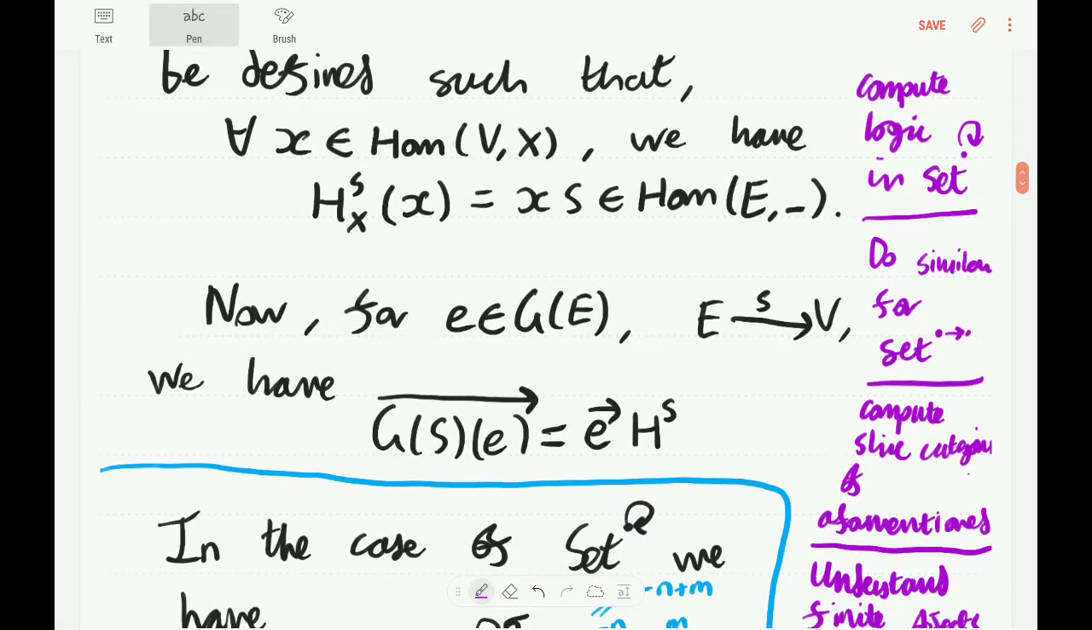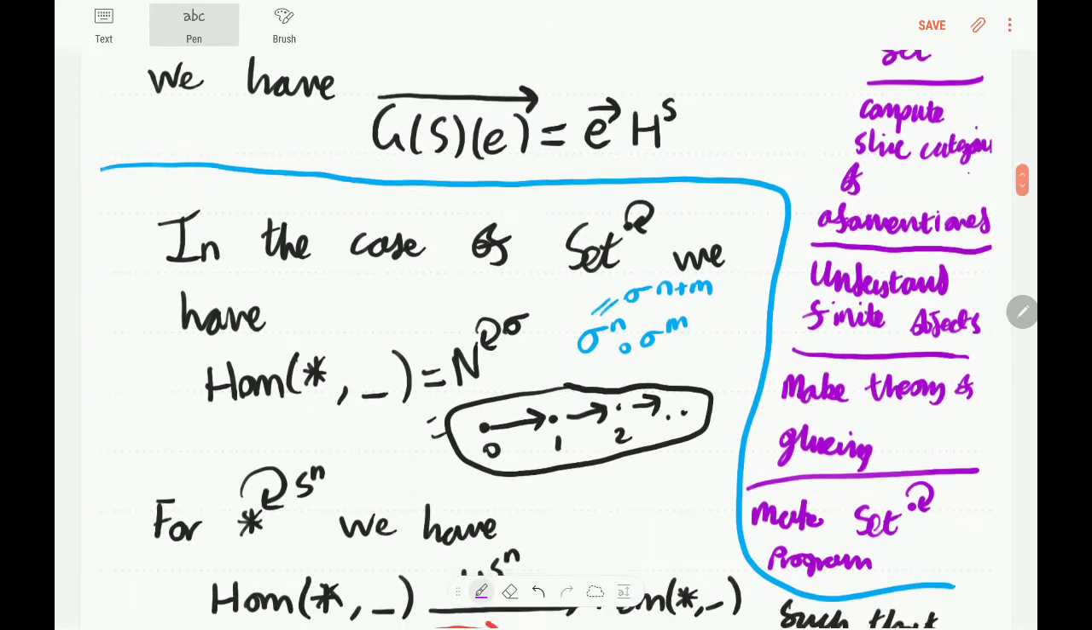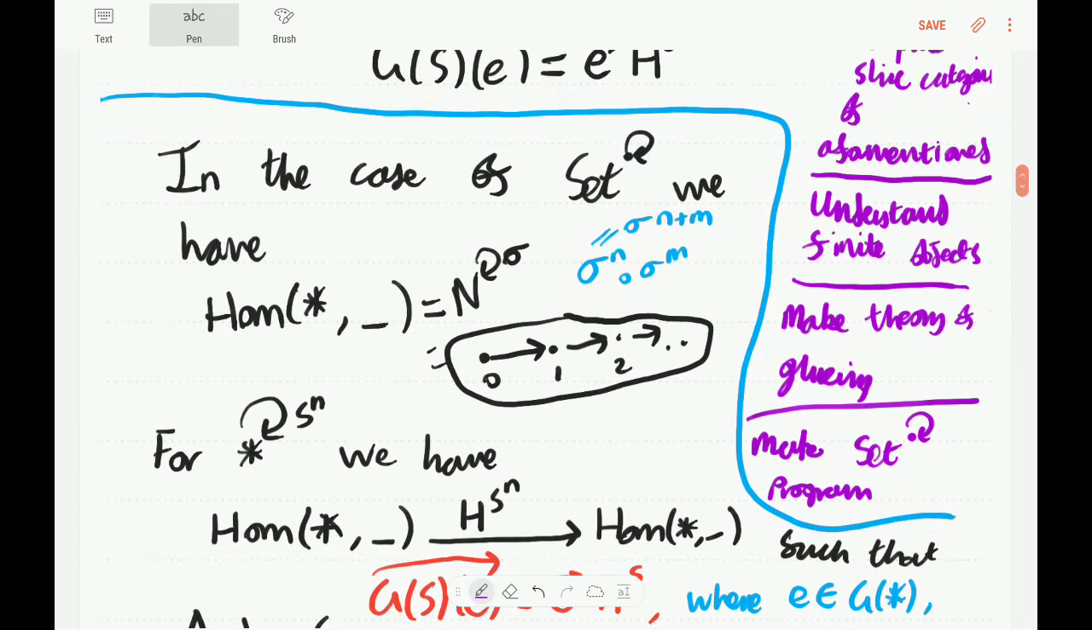So then we can denote this result we have about doing actions and represent that in Yoneda language quite neatly. We get an element of G of E, turn it into a natural transformation, and do it after H of s, and you get the natural transformation that corresponds to doing the s action on e. So anyway, what does this look like in our category of dynamical systems? Well, remember we have Hom(star, blank) is N to the sigma.